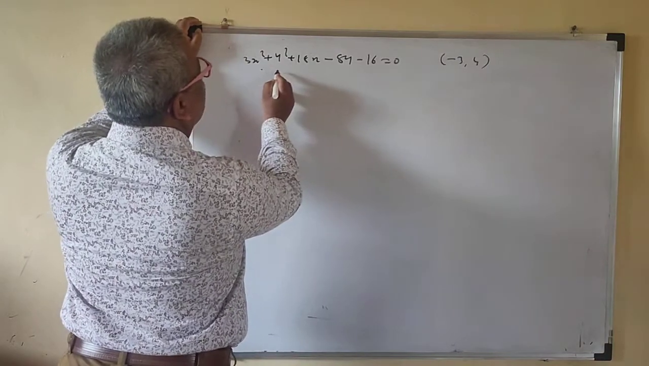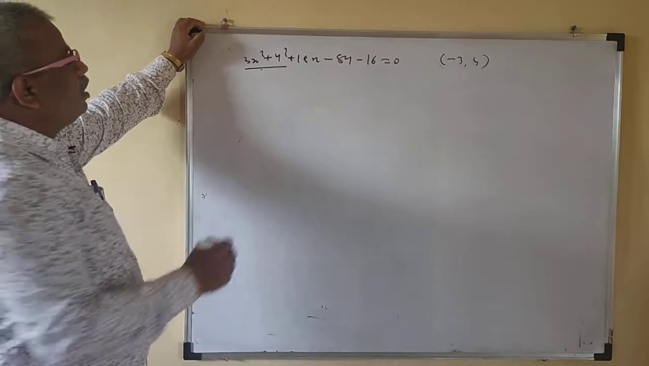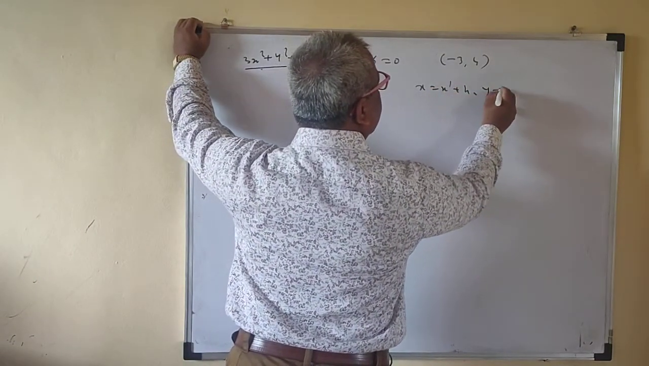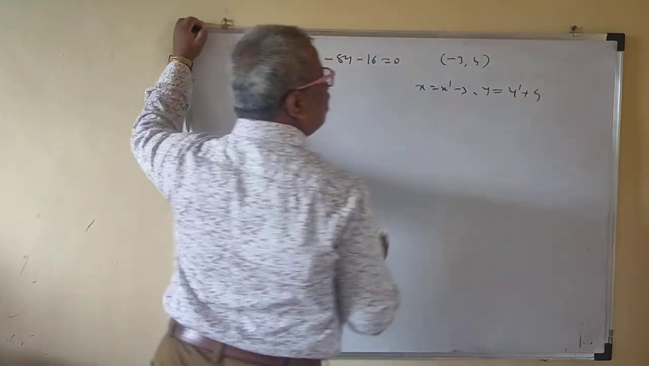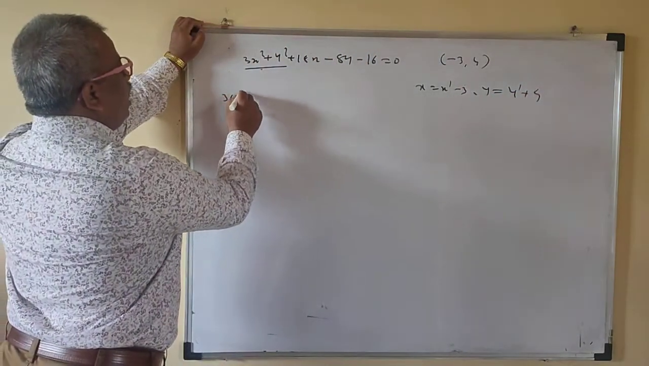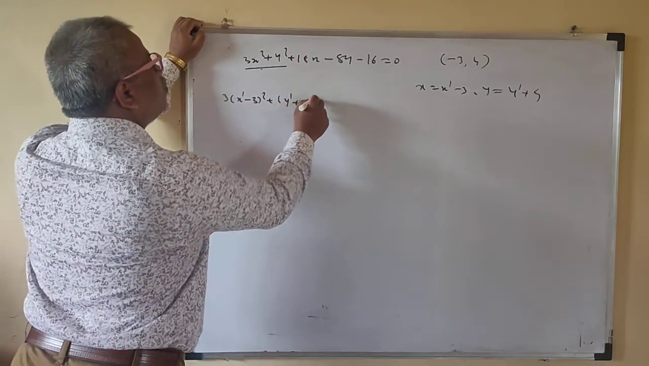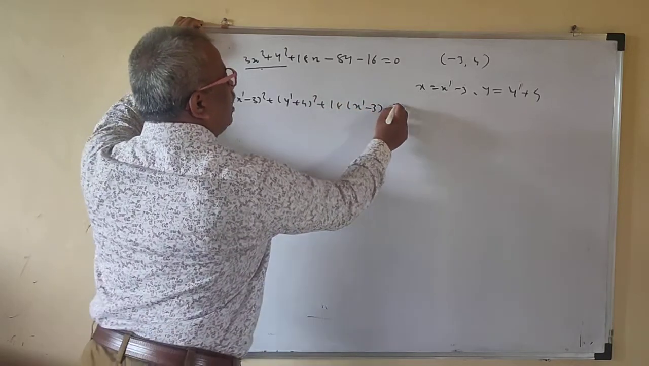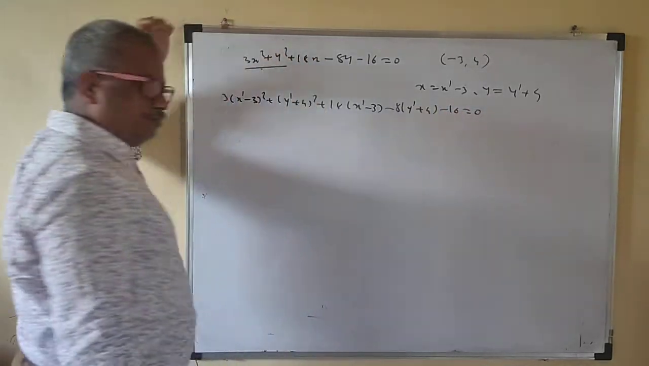The new equation is x = x′ + h, y = y′ + k, where h is −3 and k is 4. So you can write 3(x′ − 3)² + (y′ + 4)² + 18(x′ − 3) − 8(y′ + 4) − 16 = 0.